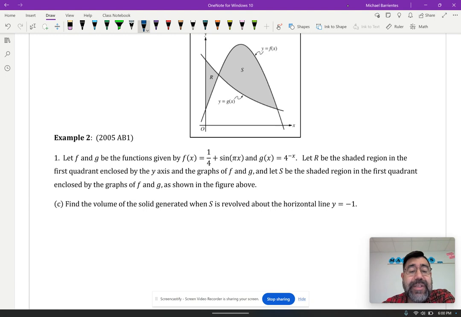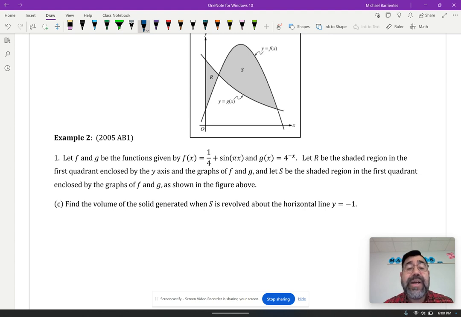Let f and g be the functions given by f of x is 1/4 plus sine of the quantity pi x, and g of x is equal to 4 to the power of negative x. Let R be the shaded region in the first quadrant enclosed by the y-axis and the graphs of f and g. And let S be the shaded region in the first quadrant enclosed by the graphs of f and g, as shown in the figure above. So two different regions. Part C of this problem said, find the volume of the solid generated when S, that's this region, is revolved about the horizontal line y equals -1.